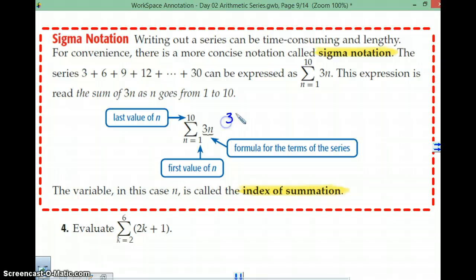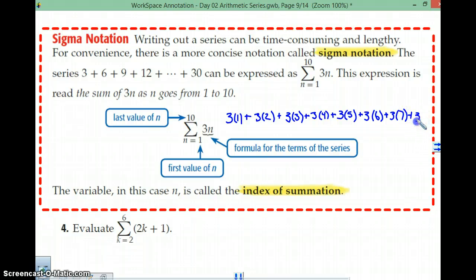That's 3 times 1 plus 3 times 2 plus 3 times 3 plus 3 times 4 plus, do you get the pattern? I'm going to keep doing it because there's something I want to show you at the end. 3 times 7 plus, I'm running out of room, plus 3 times 9 plus 3 times 10. How many terms do I have altogether? I've got 10 terms. Look how you get that. Where does the 10 come from?